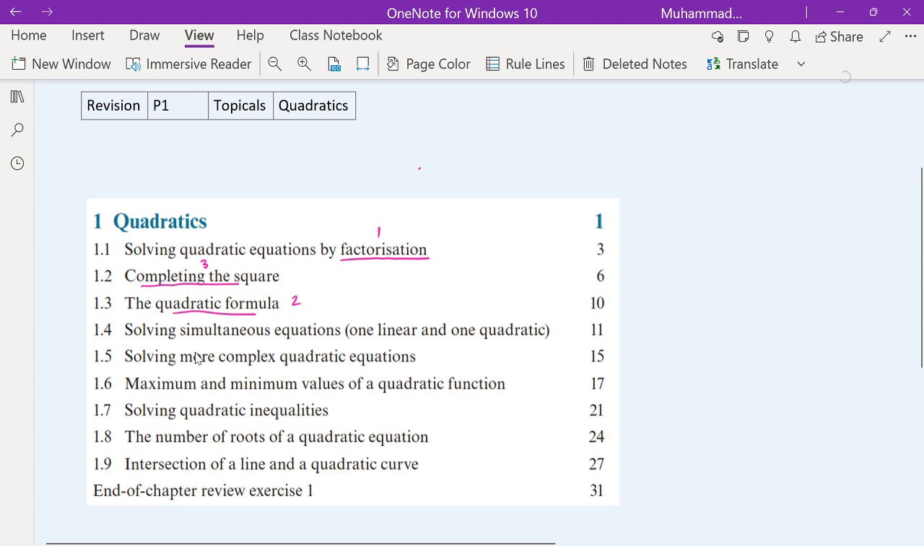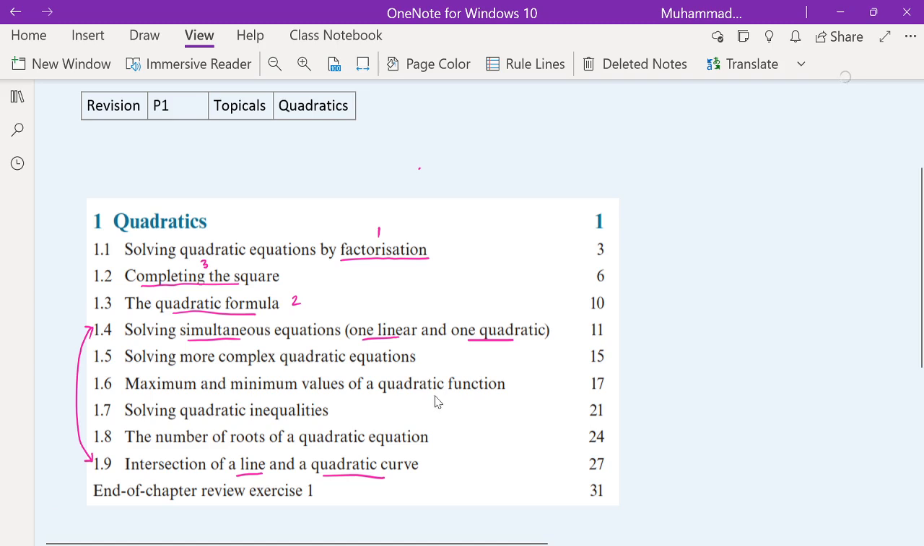Then solving simultaneous equations, which is one linear and one quadratic. That is a part of this chapter, and it's exactly the same thing as 1.9, intersection of a line with a quadratic curve. The line with a quadratic curve is again a linear equation with a quadratic one. So these two topics are exactly the same thing.